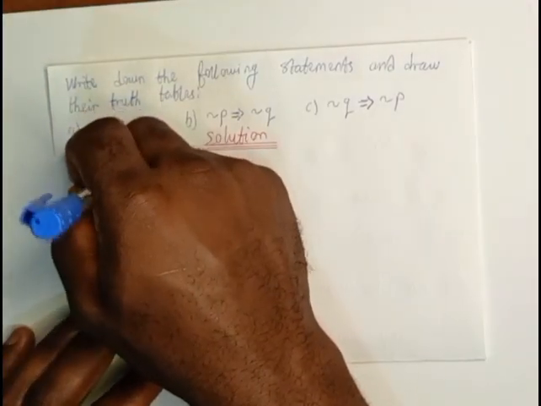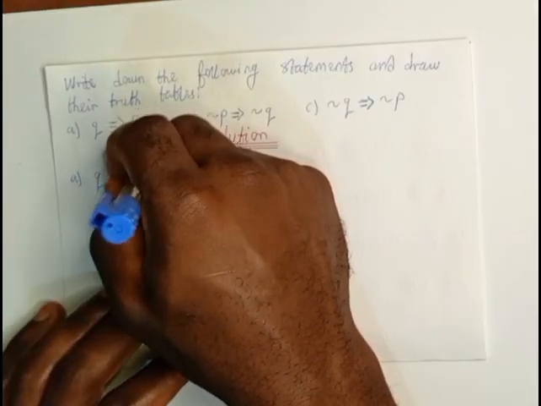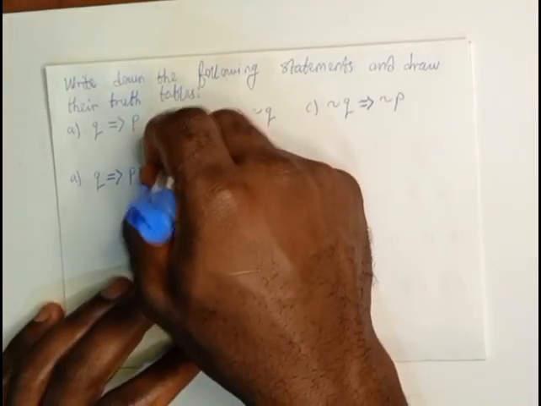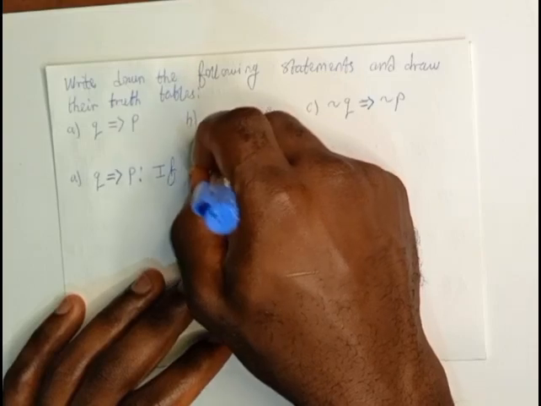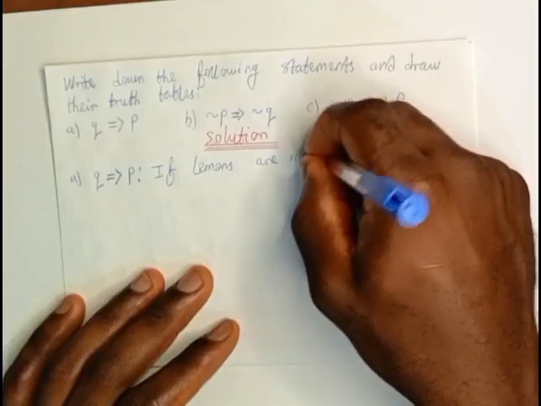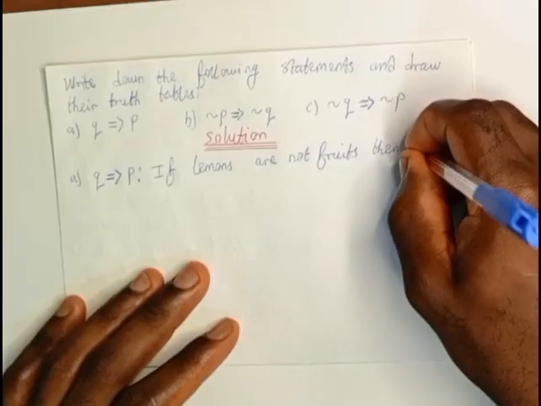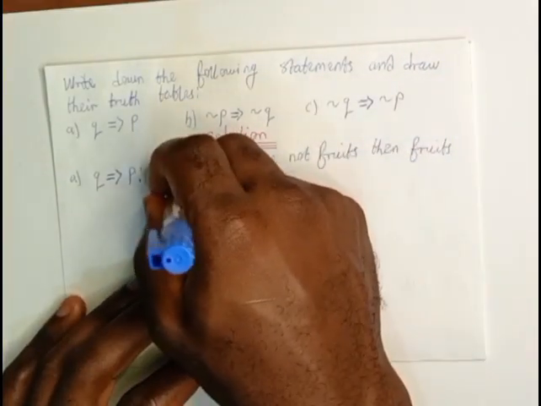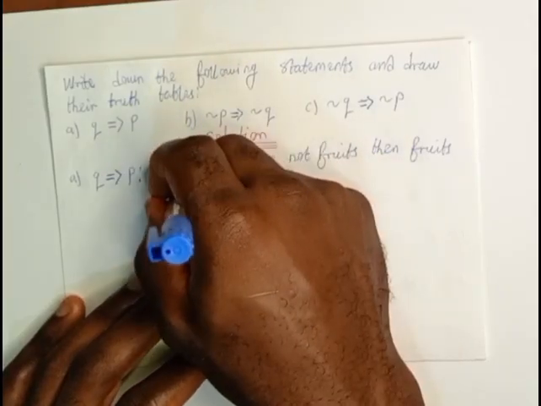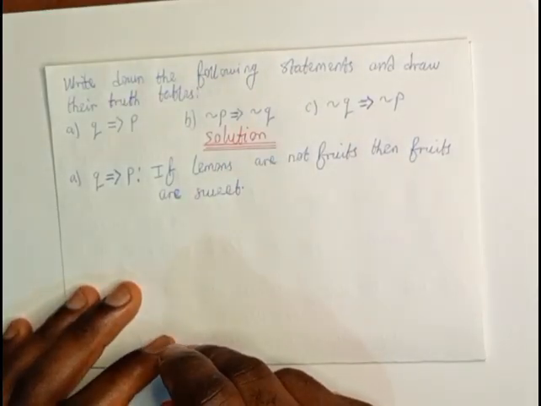First one, E, we have Q implying P. This is the converse of the two statements P and Q, and it is: if lemons are not fruits, then fruits are sweet. This is the converse of the two statements P and Q.